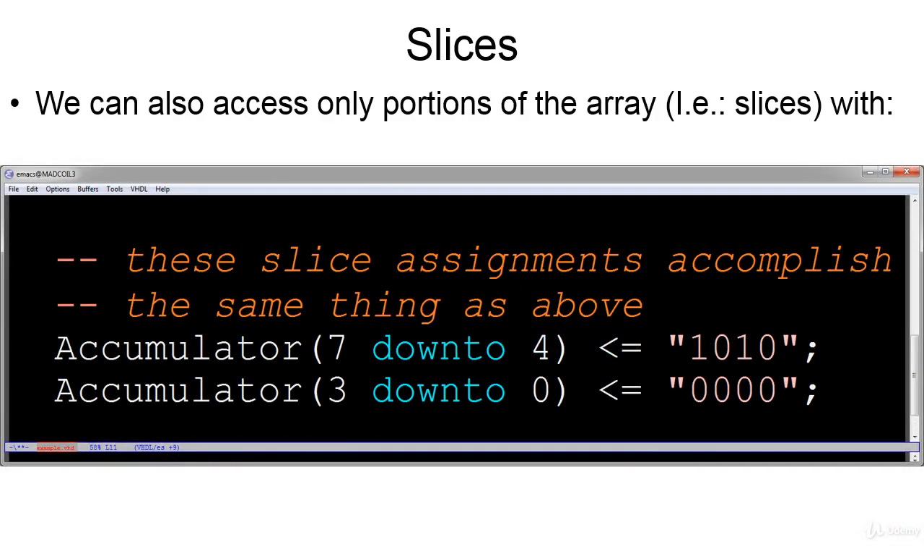We can also access only portions of the array if we so choose, i.e. slices. Here's a screen capture where we're addressing accumulator 7 down to 4 as being 1010 and 3 down to 0 as all those positions defined as 0. Since the byte type range is descending by virtue of the 7 down to 0, the slice range must also be descending.